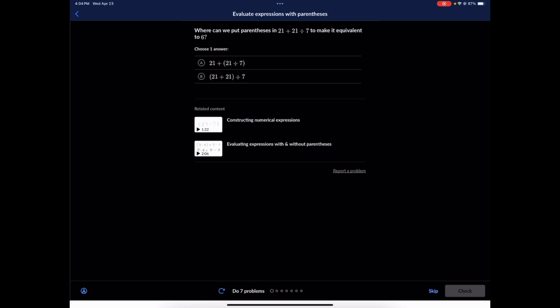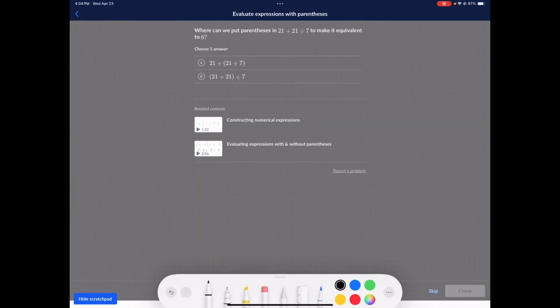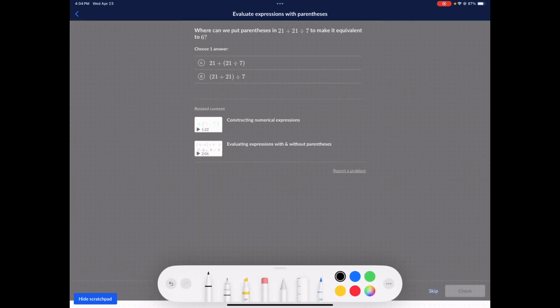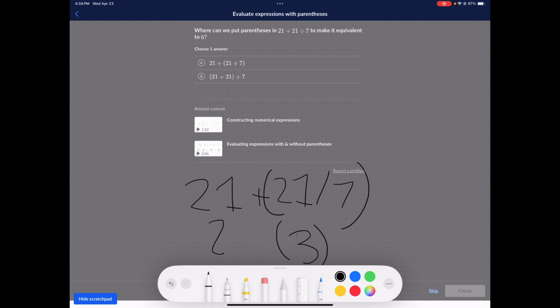So, it looks like we only have 2 options here. What we're going to do is use what we learned from PEMDAS and evaluate. So, let's take a look at choice A. Choice A, 21 plus parentheses, 21 divided by 7. We can use PEMDAS, which is 21 divided by 7. That is 3. Good. And then we have 21 plus 3 is 24. Is that equivalent to 6? Nope. This is not right. This is equivalent to 24, not 6.